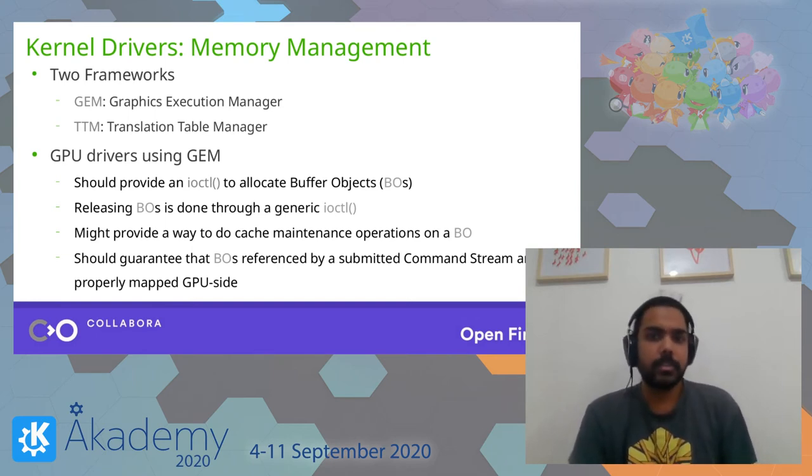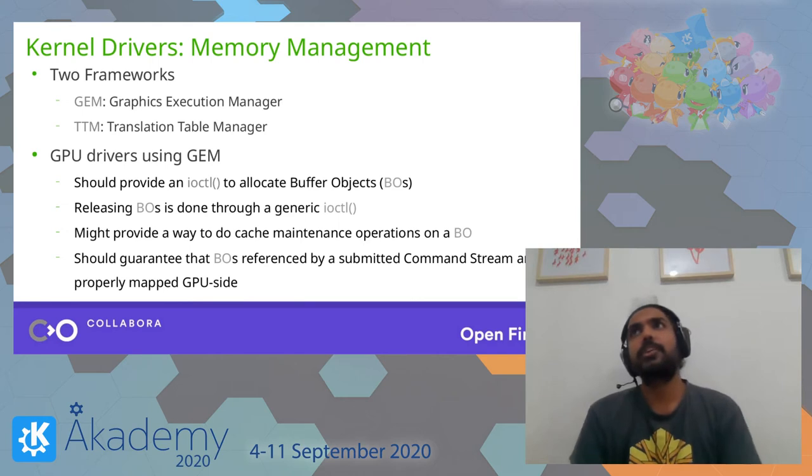Allocating and releasing these buffer objects is done through ioctls, and an ioctl is essentially an API call into the kernel with multiple parameters, which allow interactions with kernel space drivers. These ioctls also provide for submission of command streams.